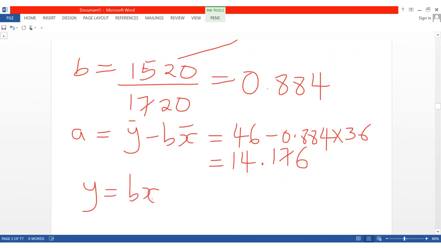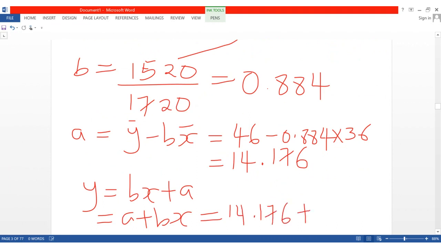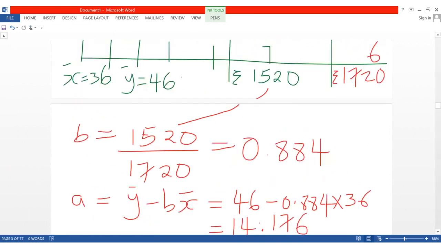So if I have the value of B and A, our Y was given by BX plus A. I've given it like this, A plus BX, but it doesn't matter. So let me use this one. Our A is 14.176 and then plus our value of B, which is 0.884, and then X. Let me confirm this one, because the other one, I ran into problems. I think I made a mistake.